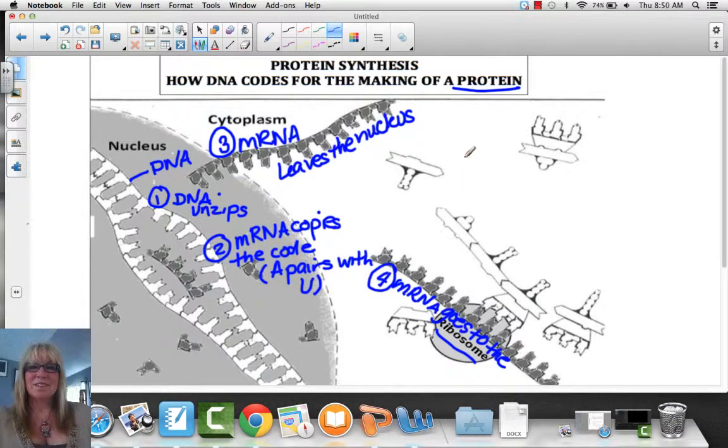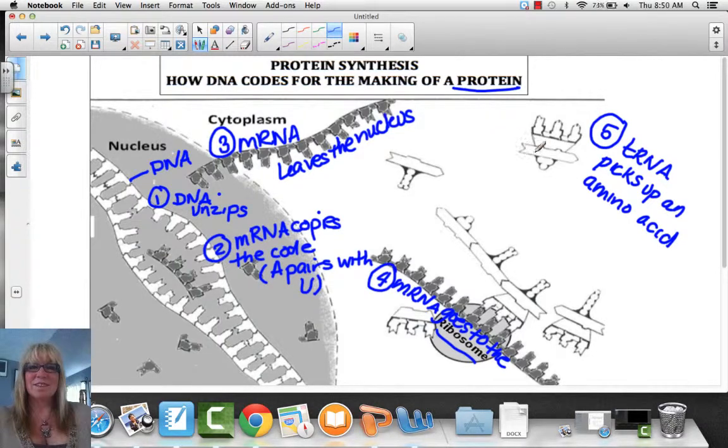One part that's not really stressed on the regions, but I do want you to know about it, is the next step that's kind of hidden from us, step 5. And that's when the tRNA, transfer RNA, picks up an amino acid. Okay, so here in this diagram, this is your amino acid, AA is amino acid. And then up here, this is your tRNA. So the tRNA with the amino acid attached then goes to the ribosome.